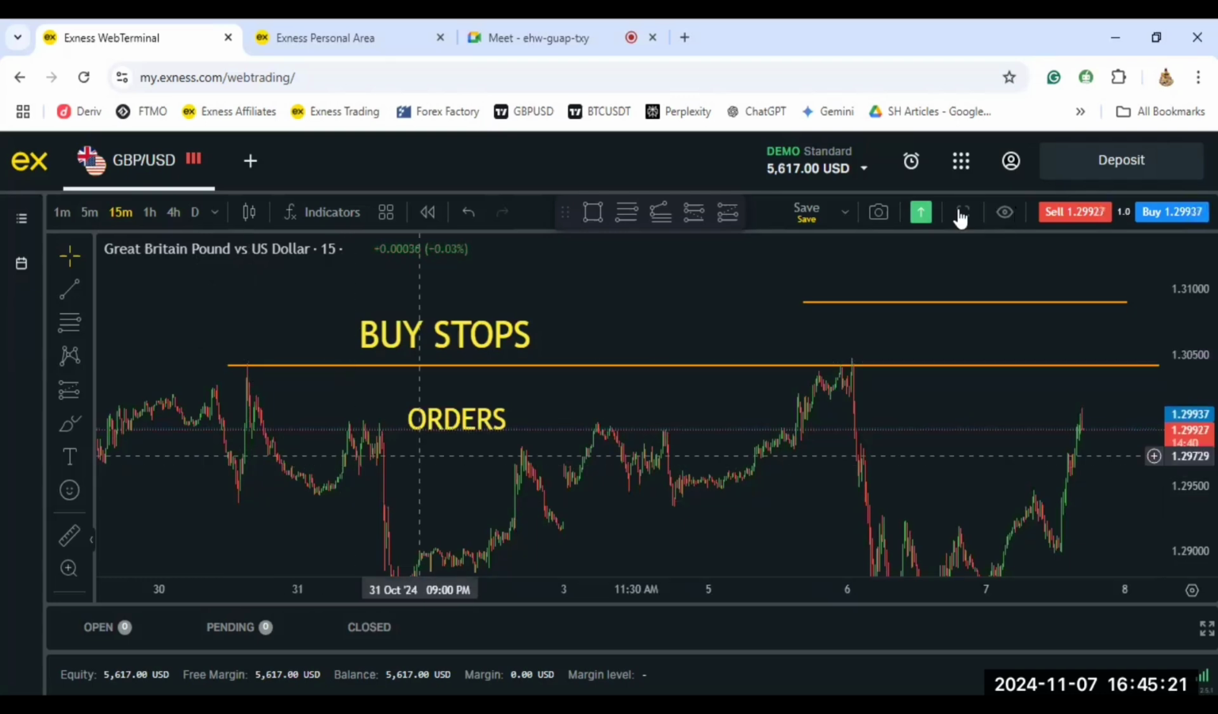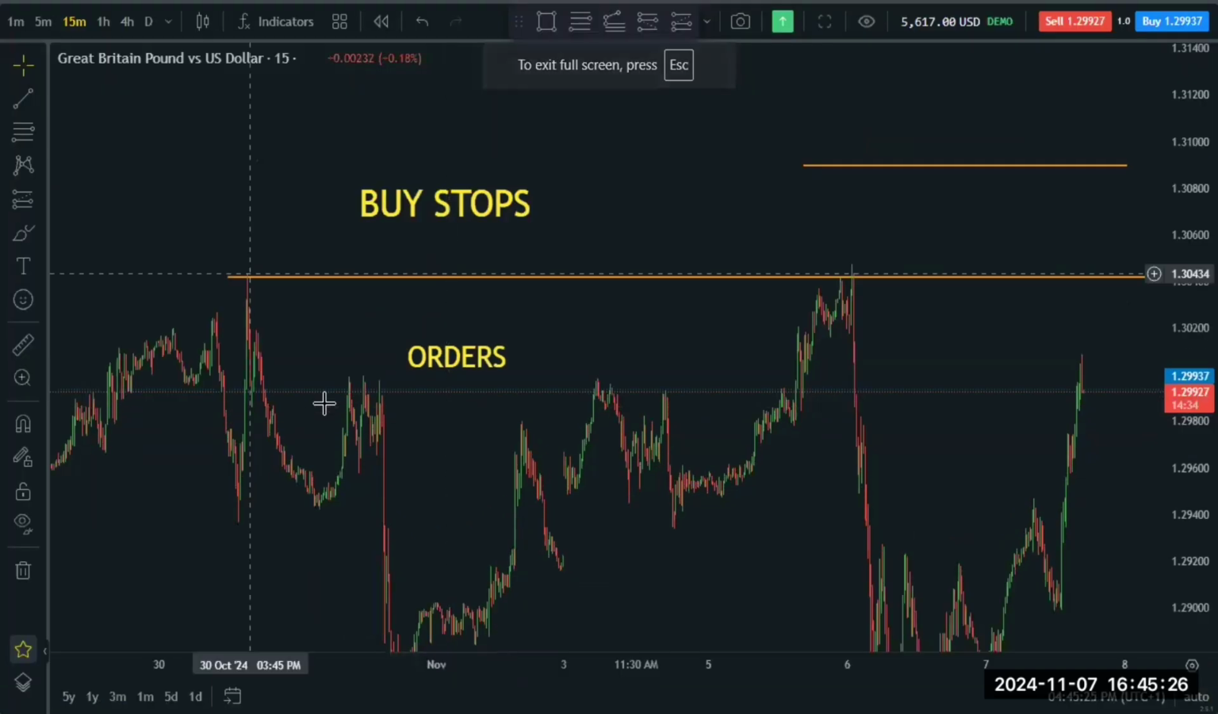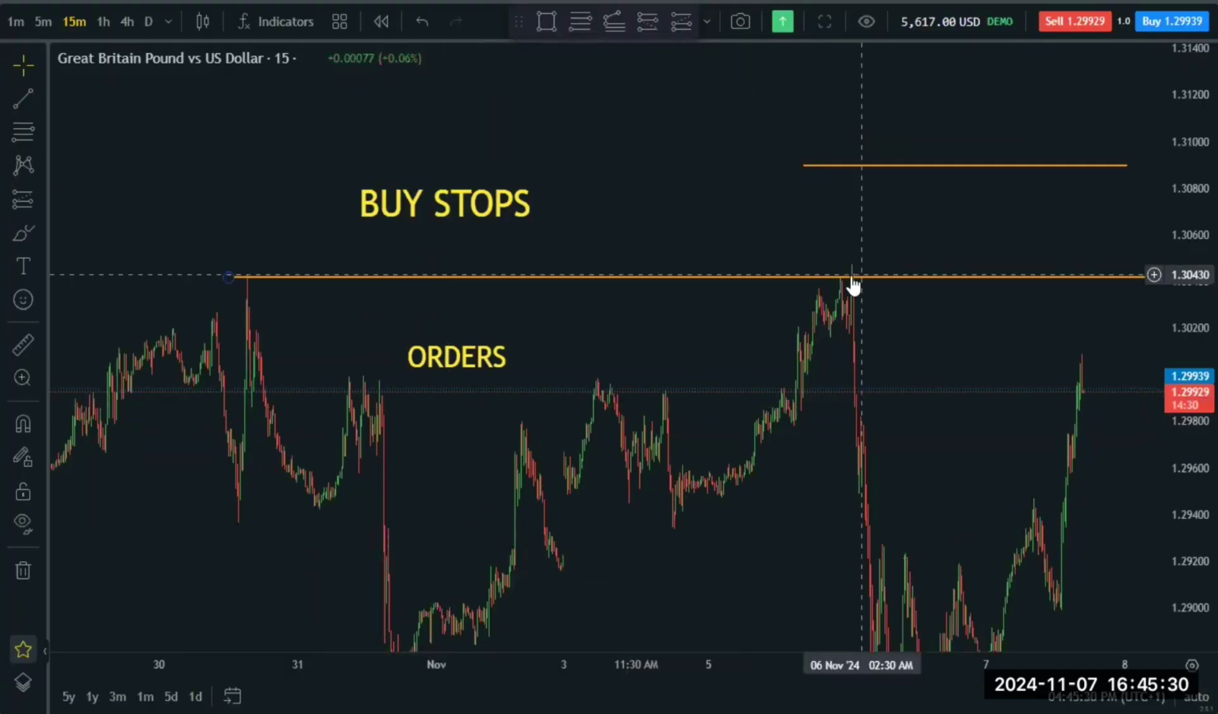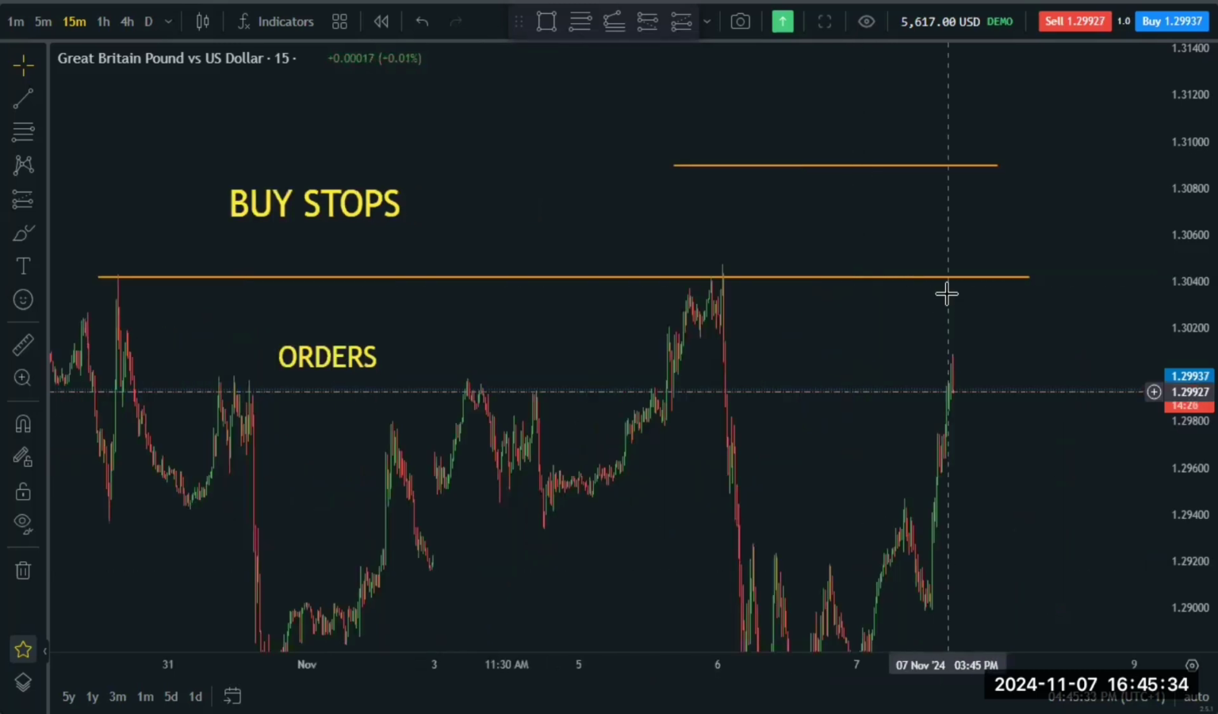Now let me enlarge this screen for you. So price got to this point and it was pushed down. It tried retracing back until it reached this point again, and it was pushed down. So what do you think happens when price reaches this level right now? Okay, you expect it to push down.